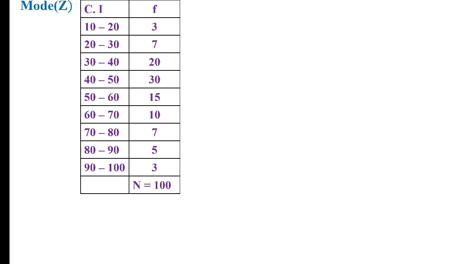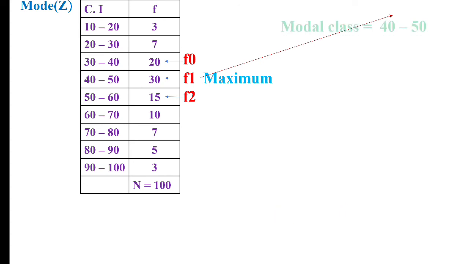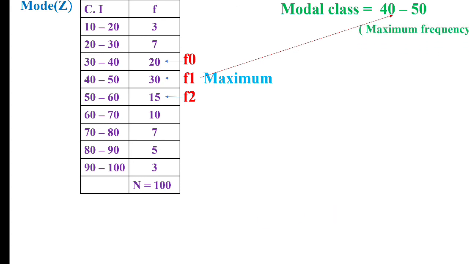Now we are going to find the mode. This is the class interval and frequency. In that frequency, the maximum value is 30, which will be considered as f1. The previous value is f0 and the next frequency value is f2. So the maximum frequency f1 is for the class interval 40 to 50. So the modal class equals 40 to 50.